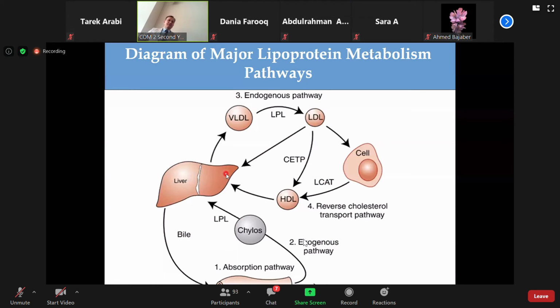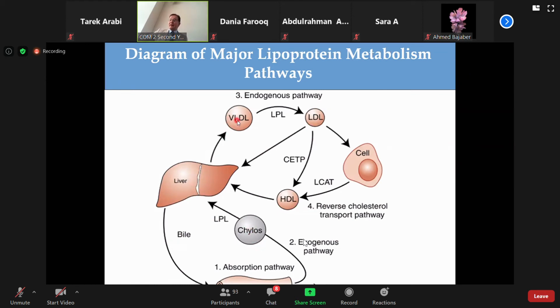Let's look into major lipoprotein metabolism. This slide was given, I think you had it already before in Mol 125. First, we have the absorption pathway in the intestine. Now, we have the chylomicrons being synthesized in the exogenous pathway to the liver. The liver would take the fats in the chylomicrons and synthesize the VLDL.